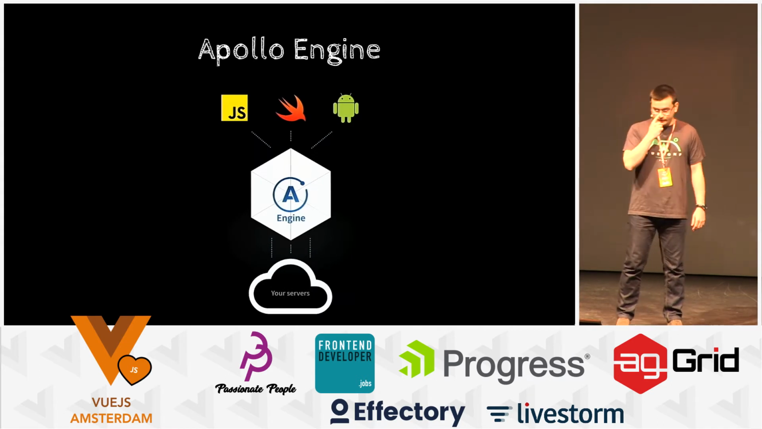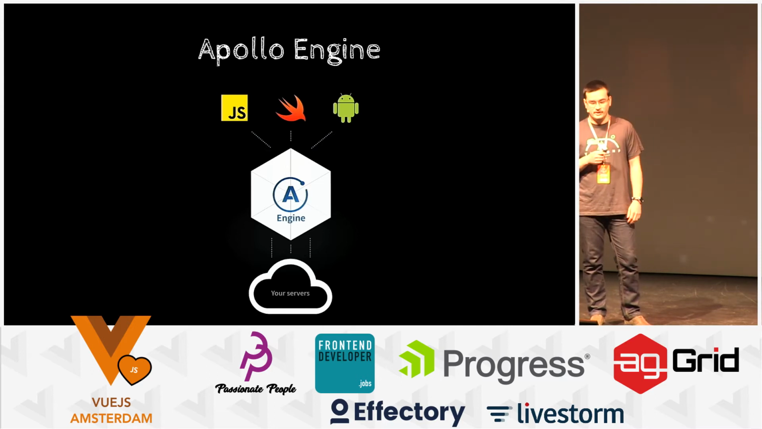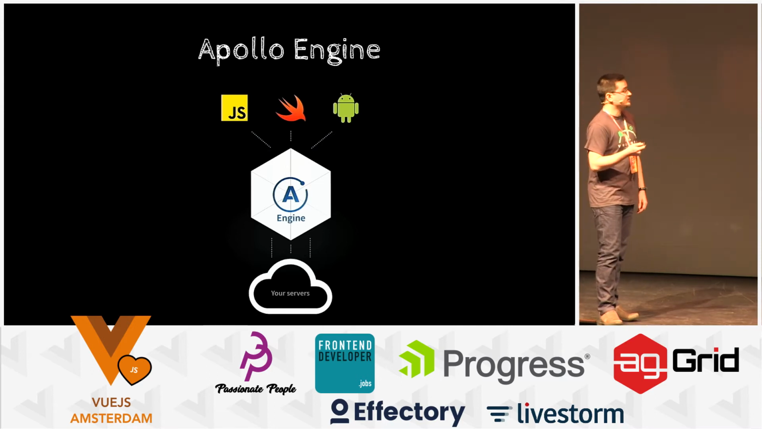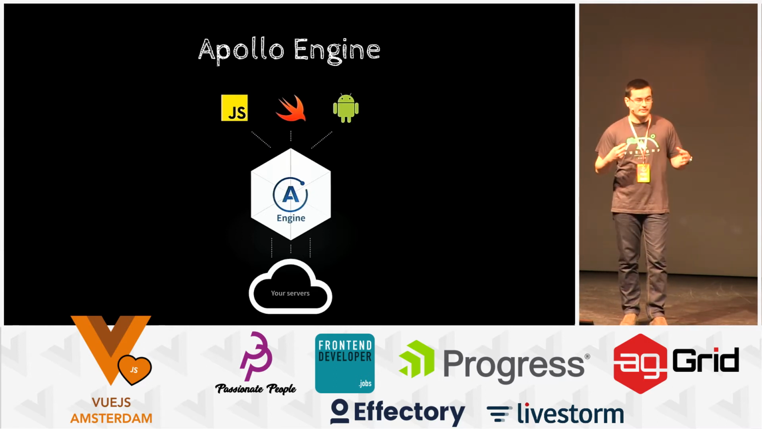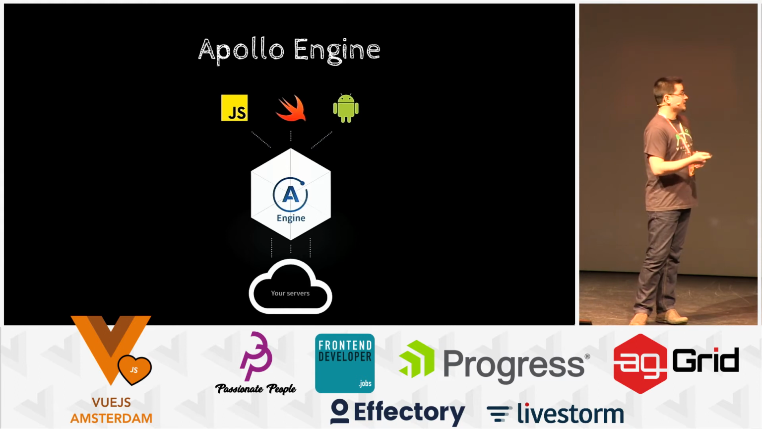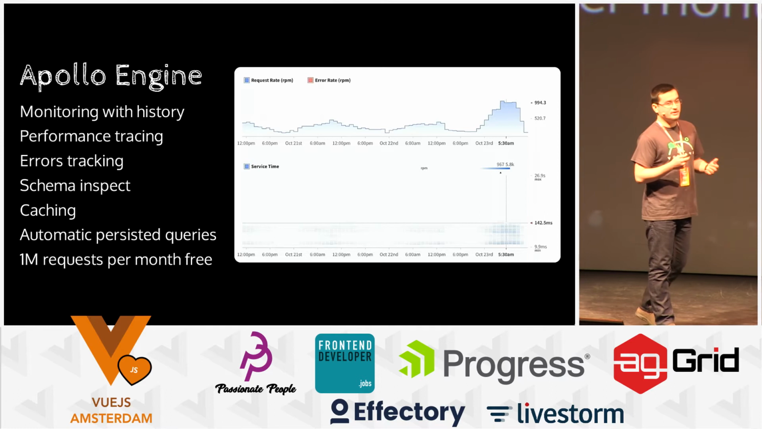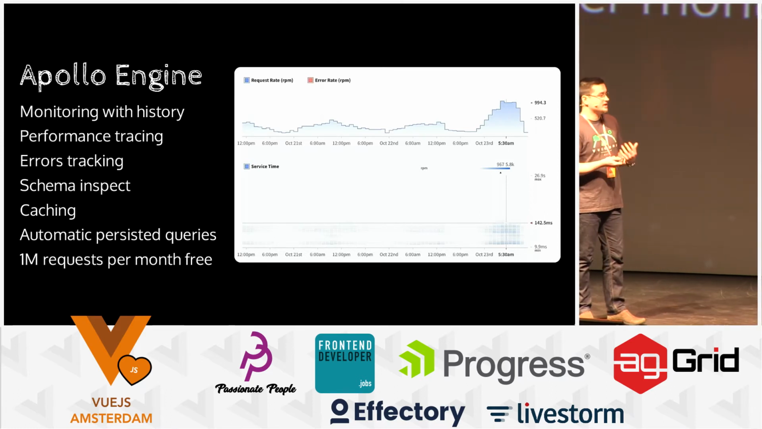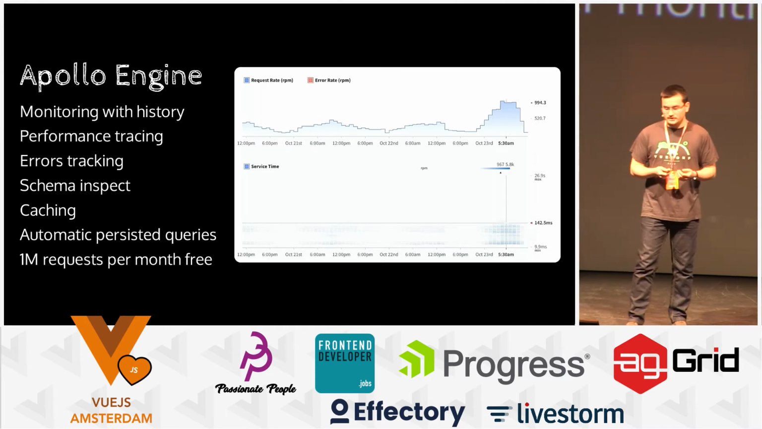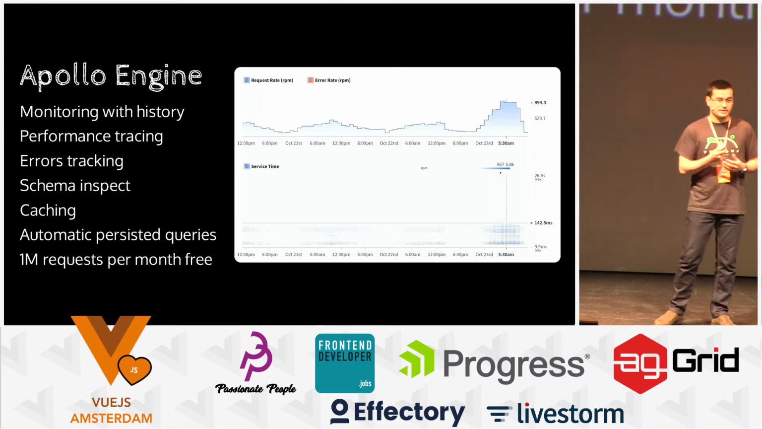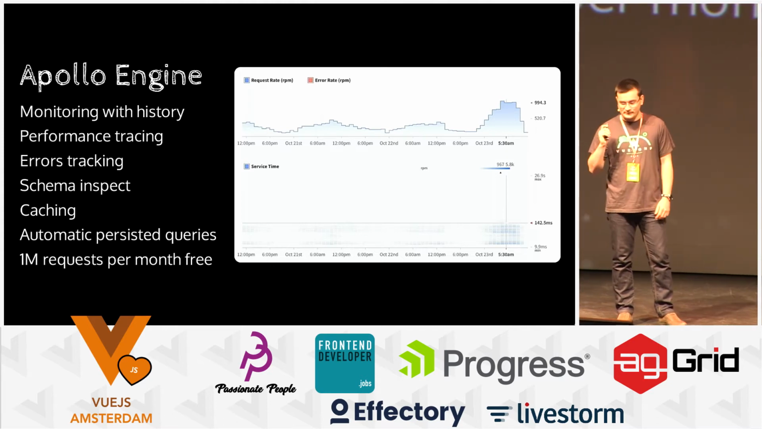And one of the latest tools released by the company behind Apollo is Apollo Engine. It's a gateway that sits between your clients and your GraphQL API. And it allows you to do cool things like monitoring your queries, caching the data automatically, reporting errors and other things. So you can try it on engine.apollo.com for free.